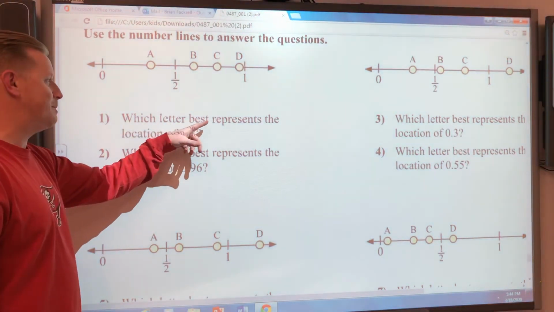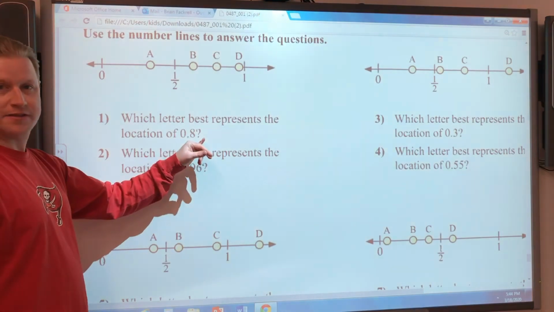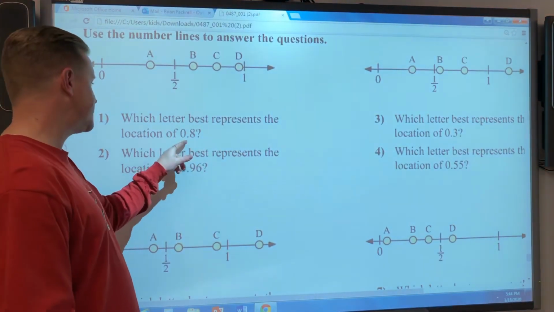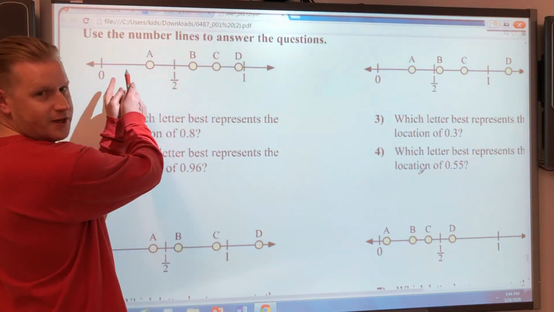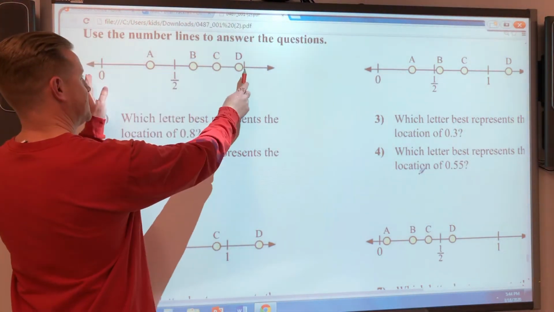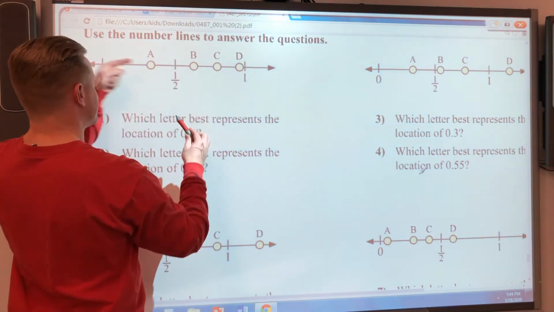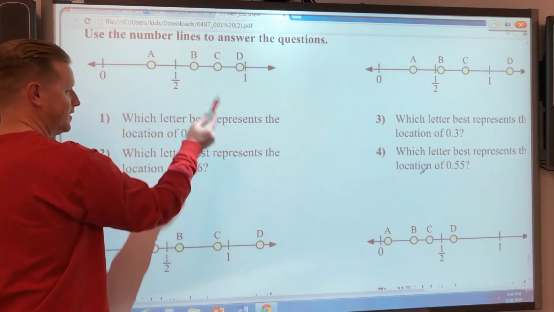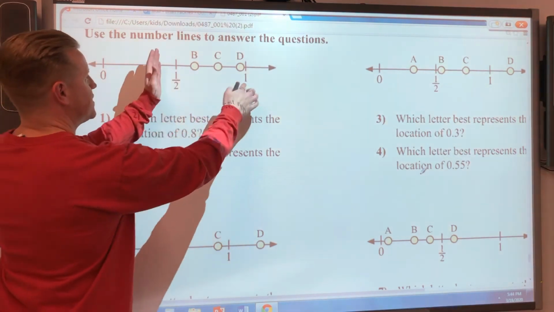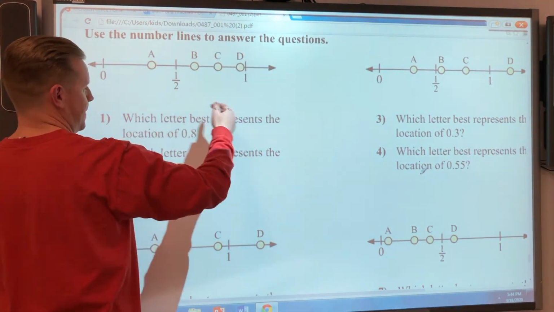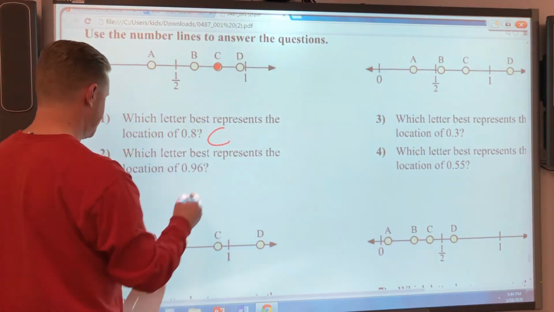Which letter best represents the location of 8 tenths? Not 0.8, 8 tenths. Looking at a number line, we need to have a rough idea of where 8 tenths is. It is less than 1 whole. It's greater than 0. Looking at the 1/2, 8 tenths is greater than 1/2. So it's going to be somewhere in this area. 8 tenths would be right here at C.